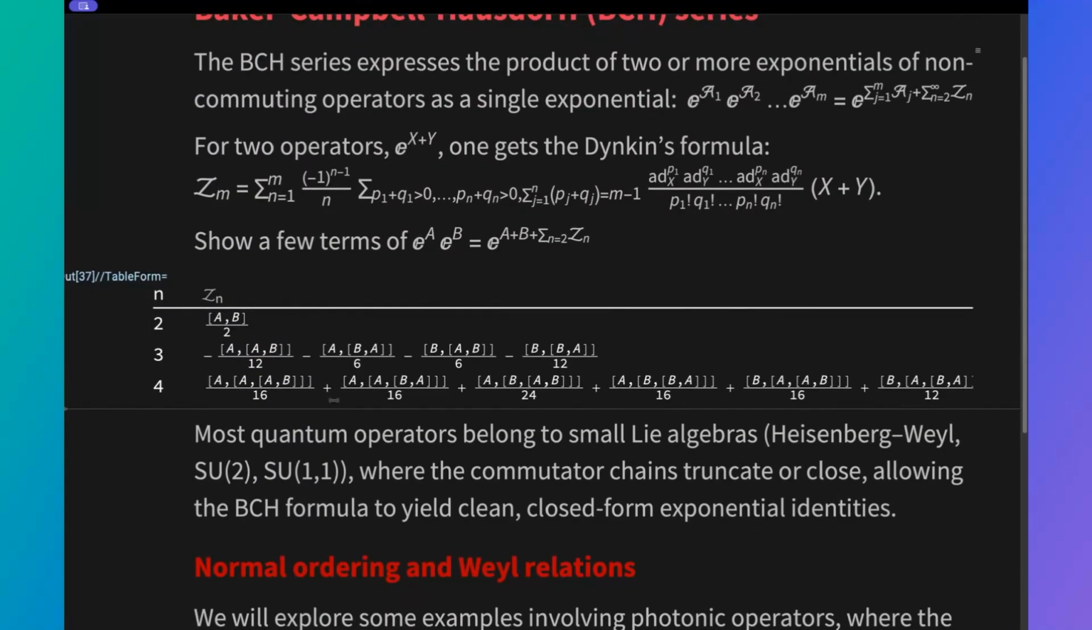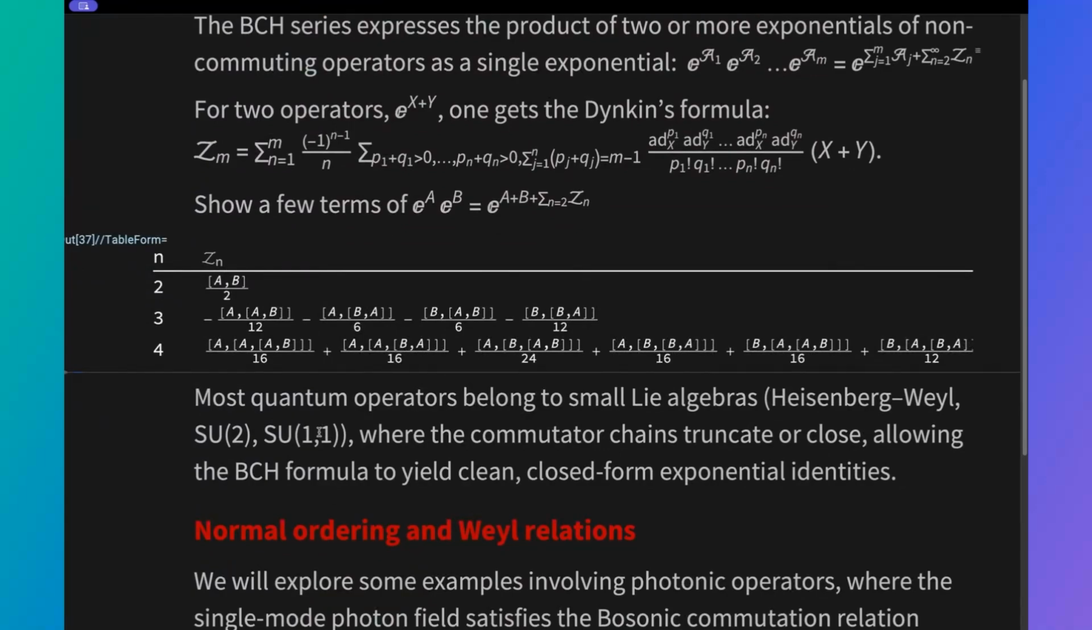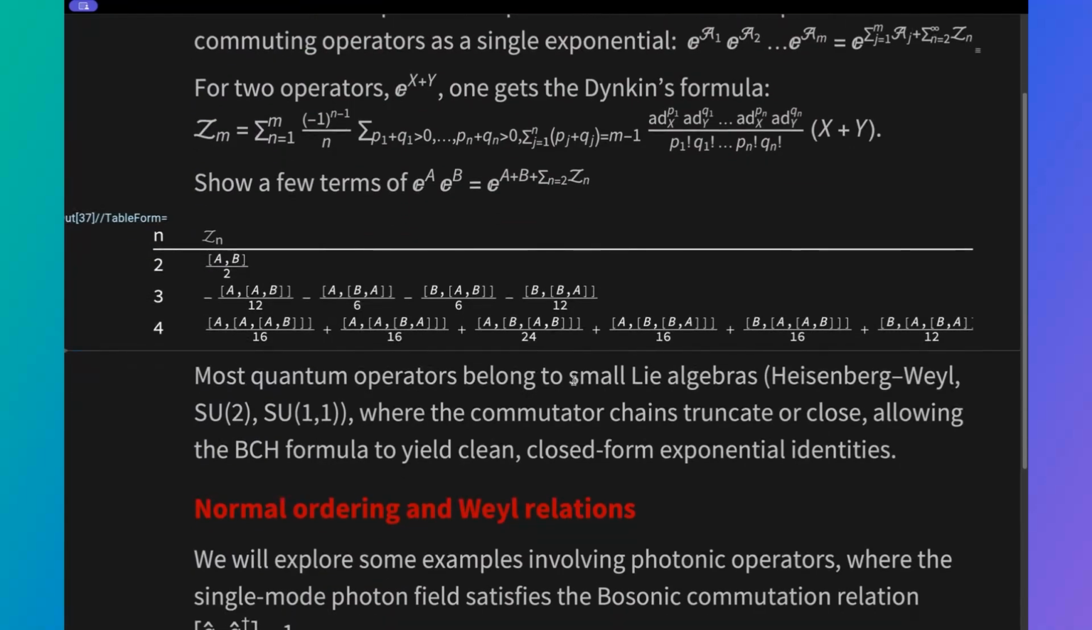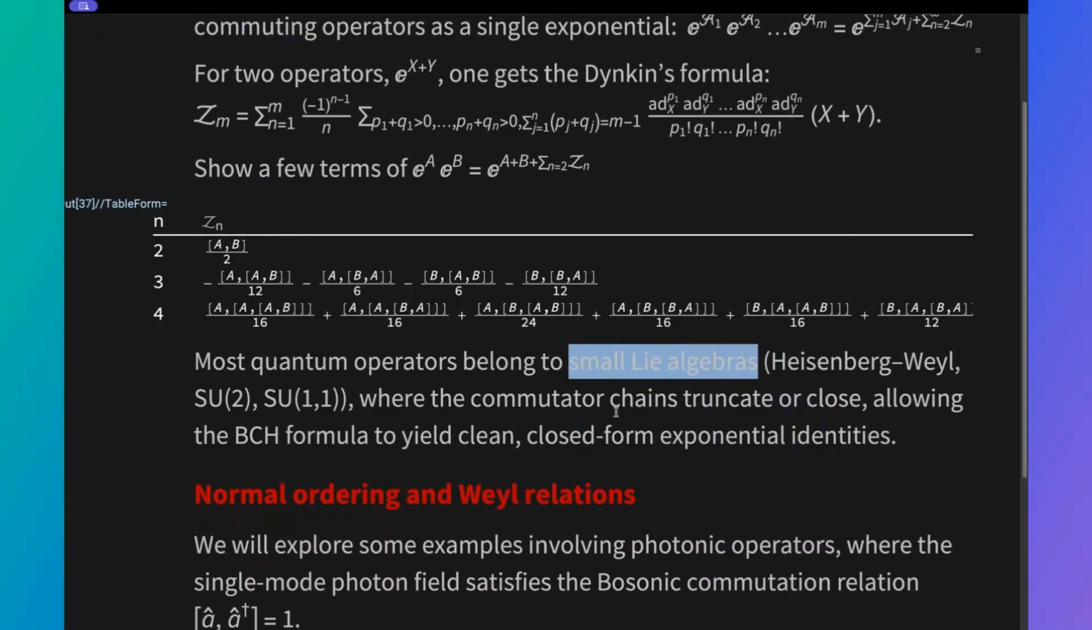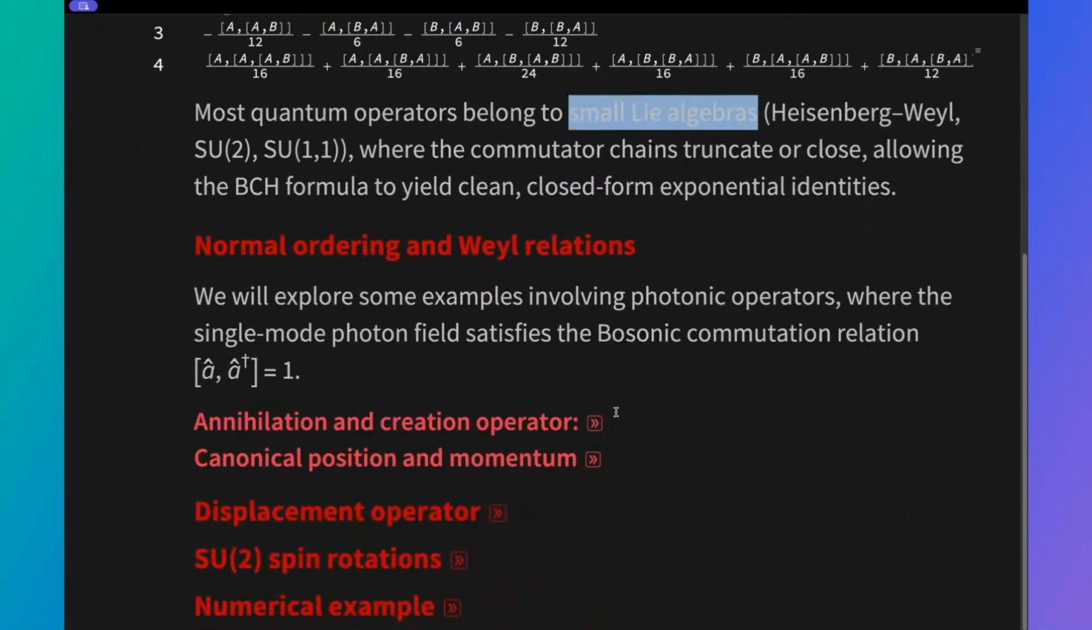And of course, as you expand that, handling it on pen and paper is going to be very challenging. That said, one interesting thing about quantum is that many of our operators belong to small Lie algebras. Okay, Heisenberg, special unitary 2, and so on. So it's going to help us simplify many of those mathematical expressions. So let me go through a couple of examples.